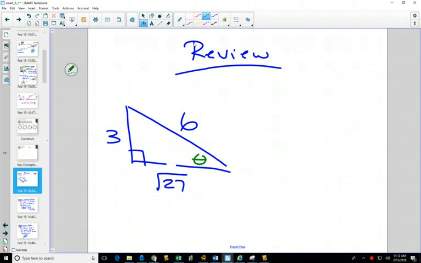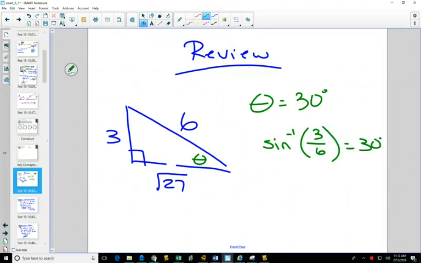Anybody get a value for that theta? What'd you get? Not yet. 30 degrees. Beautiful. 30 degrees. What did you do to get that 30 degrees? Okay, so you did sine inverse. See that minus 1? And we're talking about inverse notation. Sine inverse of 3 over 6 in your calculator, and it gave you 30 degrees.